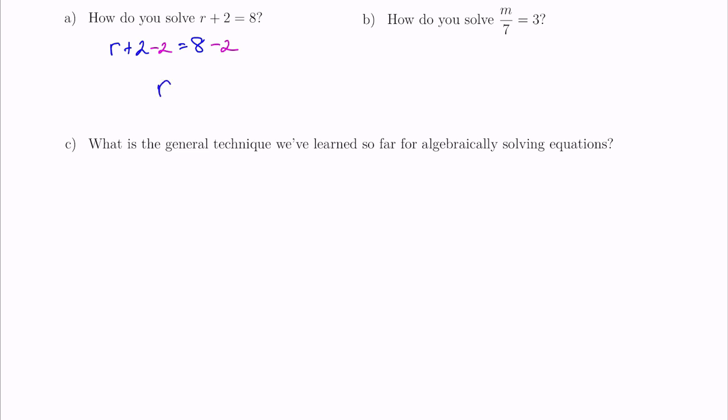And on the left side of the equation, we get simply r equals. In this case, we end up with r equals 6, because 8 minus 2 is 6. But the focus of what we're looking at is how we solve the equation. Because we had plus 2, we subtracted 2.